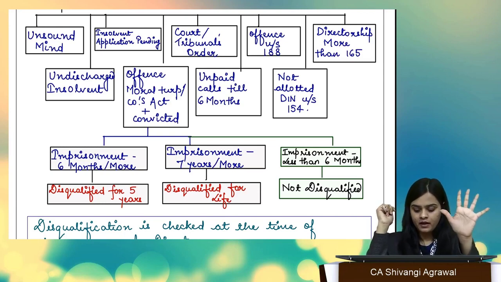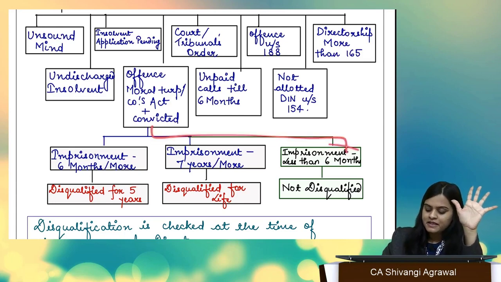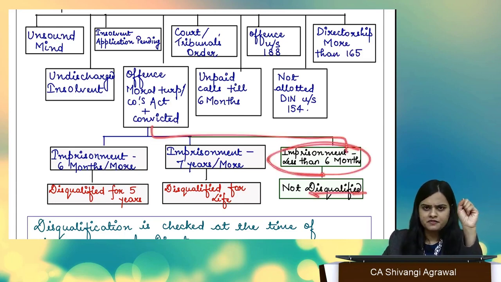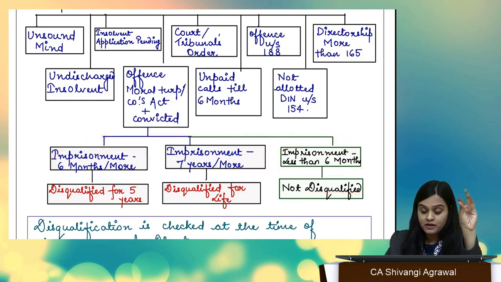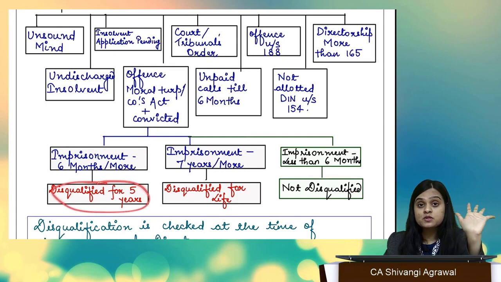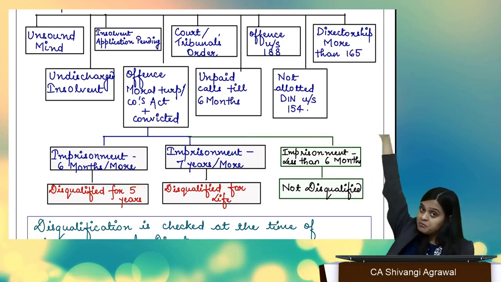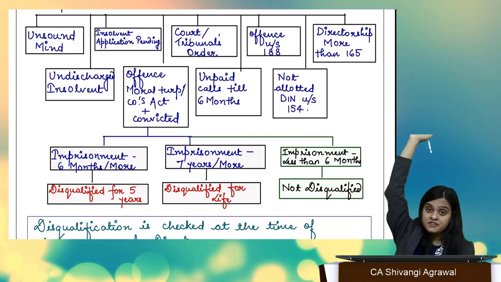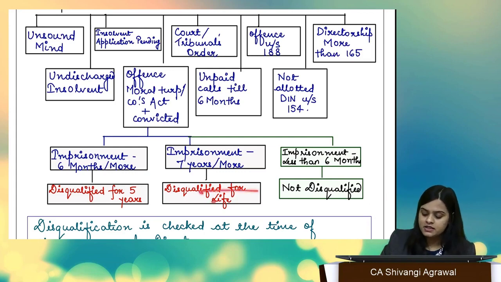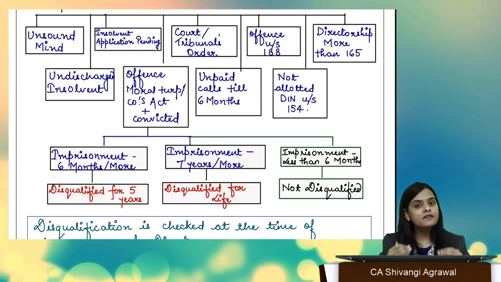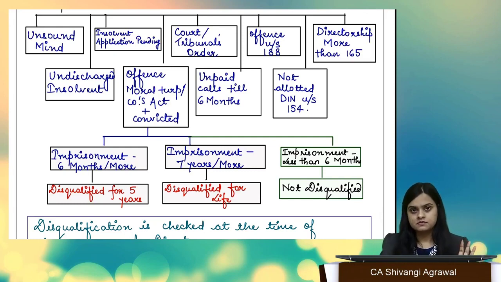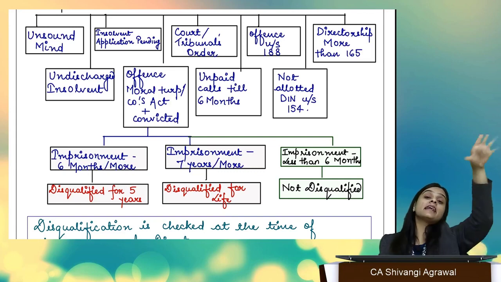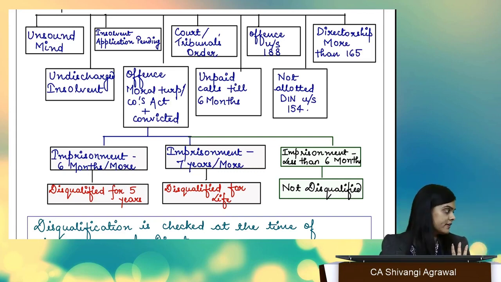See, if your imprisonment is less than 6 months, you are not disqualified even for a single day. If your imprisonment is 6 months or more, you are disqualified for 5 years. But supposedly the imprisonment is 7 years or more, then you are disqualified for life. You can never be appointed as a director in any company, any time in the future. Fine.